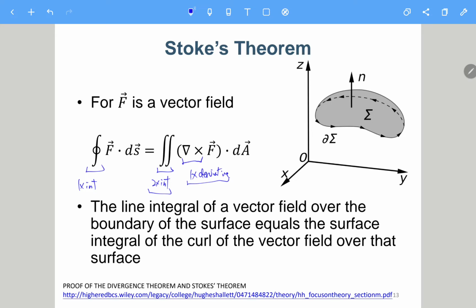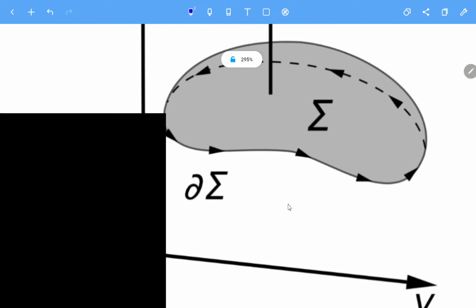Cancel one of the derivatives, and it becomes a first integration. But here we need the curl operator rather than a simple derivative. So here we have a curl taken of the field and then take the double integral, and then it is actually the same as the line integral. Okay, so it says that the line integral of a vector field over the boundary of a surface equals the surface integral of the curl vector over that surface.